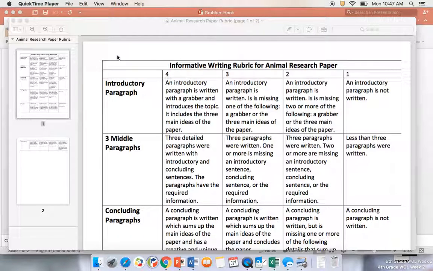Good morning. In today's lesson, we're going to talk about your animal research and how you're going to turn that into an informative essay, a research paper. And the first thing that I want to do in our first step and lesson for learning how to take our research and write it into an informative essay is go over our rubric, because I don't think that we have formally gone over a rubric and what a rubric means.